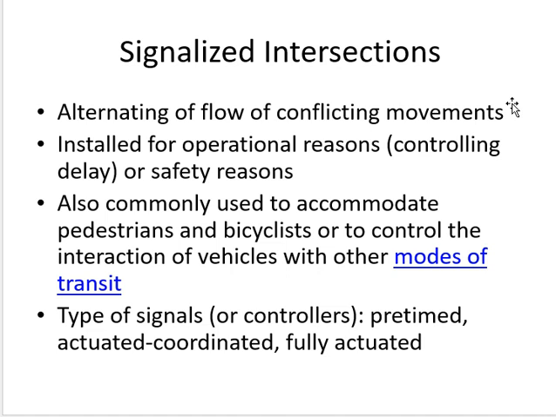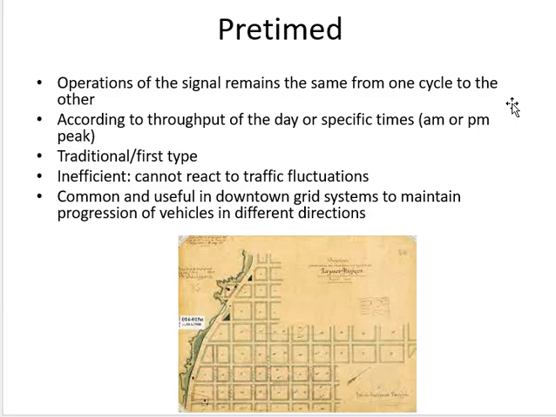Okay, so in signals, the movements are happening in alternate times. So it can improve the traffic flow as well as provide more safety. Signal can be used for prioritizing certain users or modes. For example, I showed you a video with the priority for the buses.